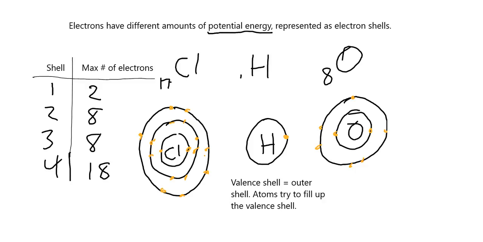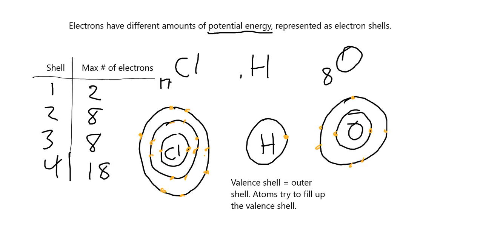So right now you can see that the valence or outer shell for oxygen is the second shell. It's only got 2 on the first, so the second shell is the outer one, which means it has 6 valence electrons. The outer shell for hydrogen is just the first one. It only has 1 shell and it has 1 valence electron. And the outer shell for chlorine is the third shell and it has 7 valence electrons on it.